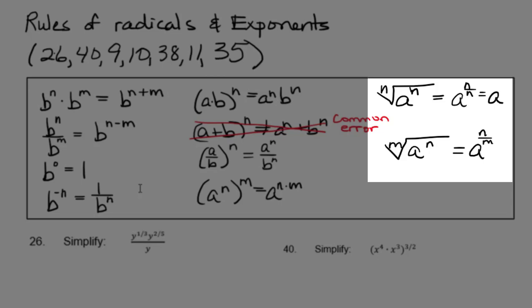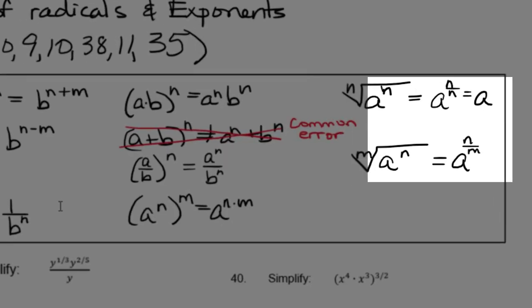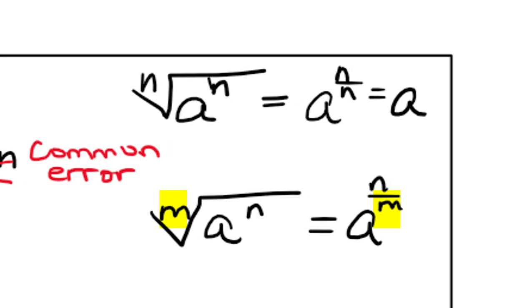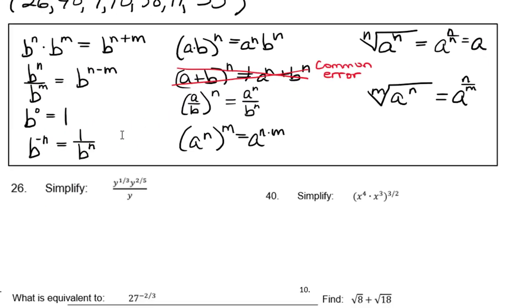Now, it turns out that exponents and radicals are actually just a different way of writing the same concept. For example, the nth root of a to the n is a to the n over n, and the mth root of a to the n is a to the n over m. The index is the denominator of the exponent, and the power is the numerator of the exponent. In the case of the nth root of a to the nth power, a to the n over n is a to the 1, which is just a. That's going to be important as we work through simplifying some of these expressions.